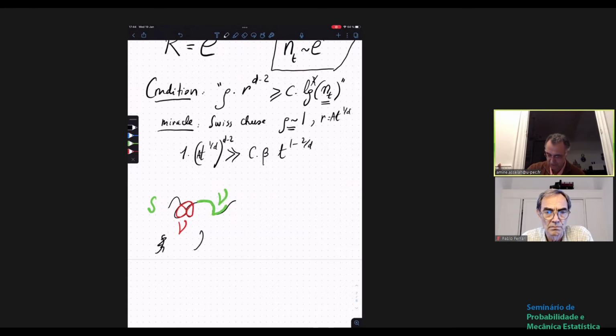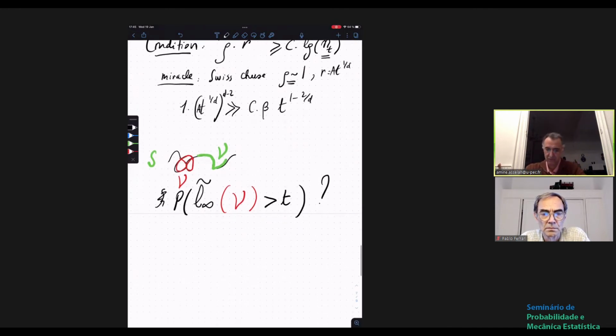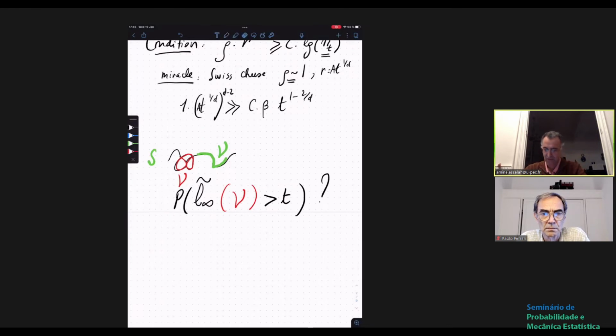So I'm imagining that instead of the intersection, I take the time spent by the other random walk in a given region, in the region of high density. And I'm asking, is it easy to know the probability that the other one spends a given time in a given region? And I say, yes, of course, that's elementary. Why? Because I have a transient random walk.